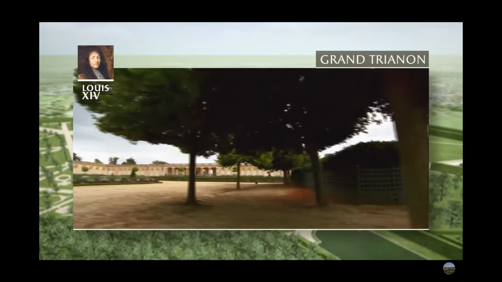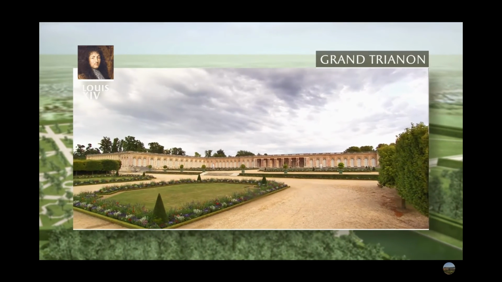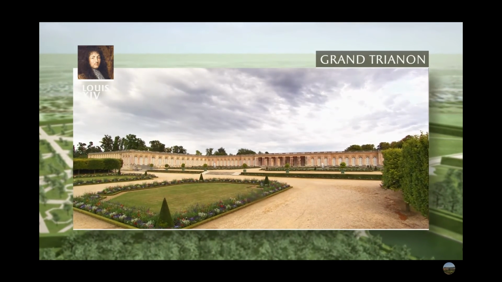King Louis XIV had the Grand Trianon built in the grounds as a summer family residence and refuge from the hubbub of the court.